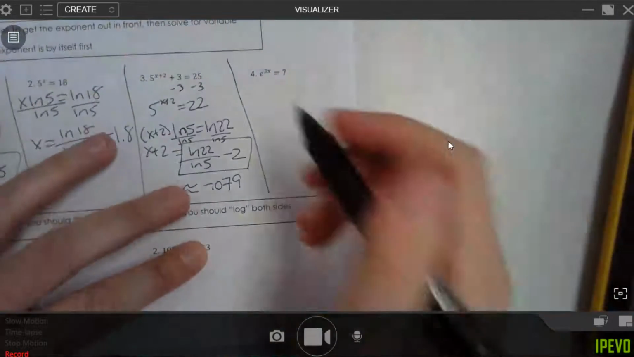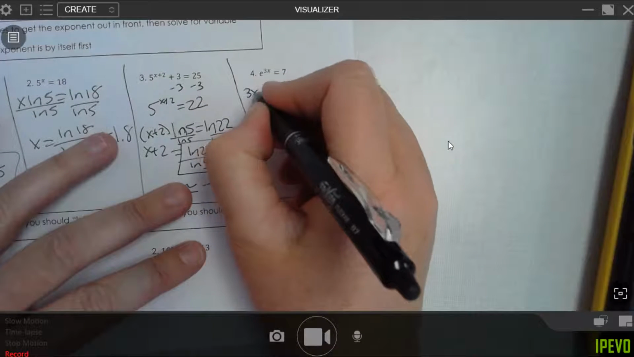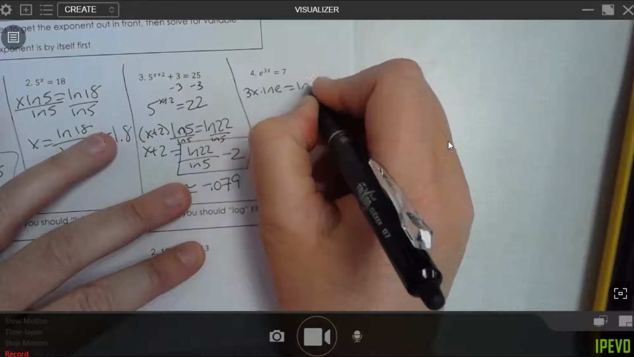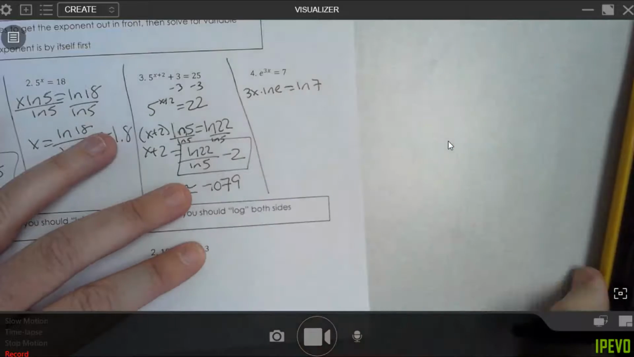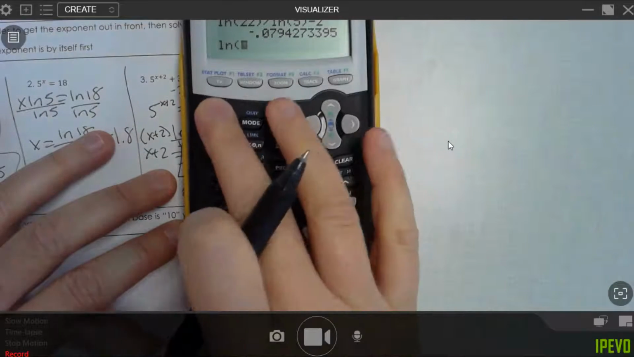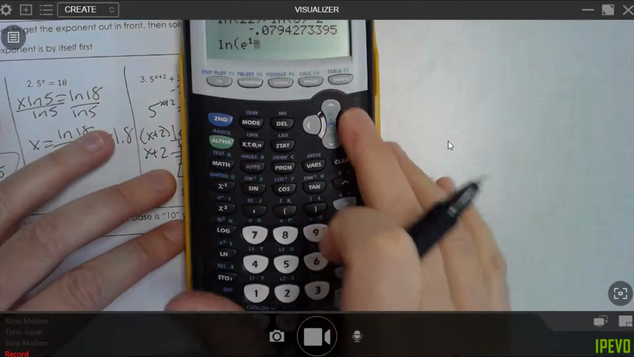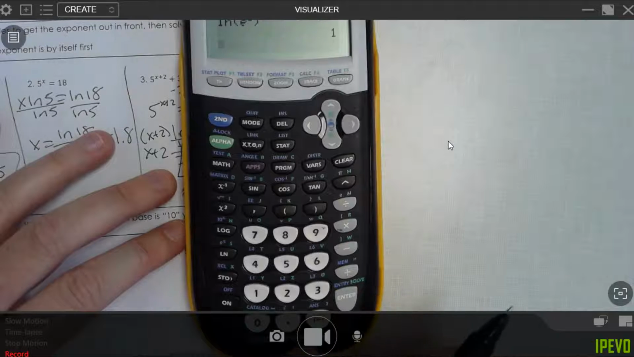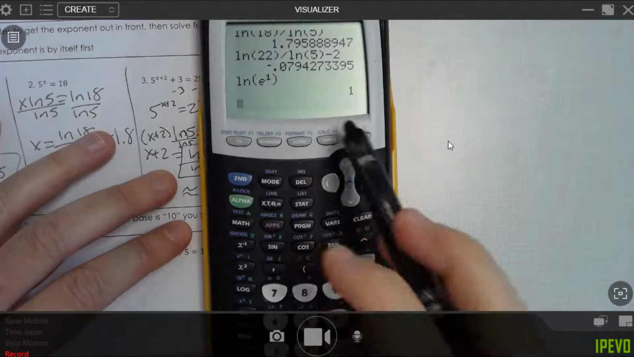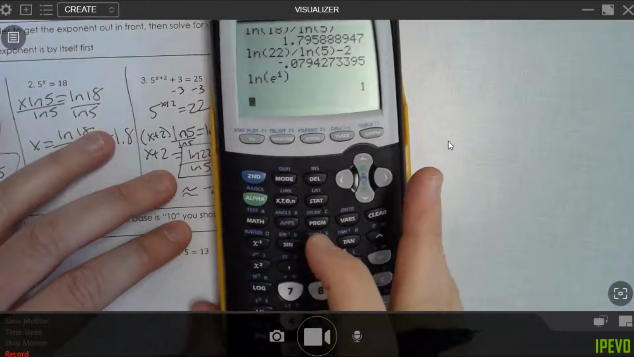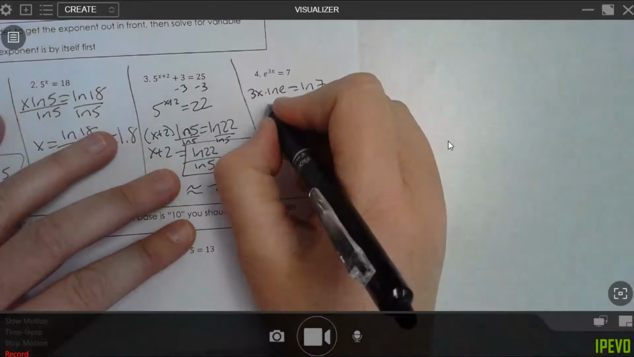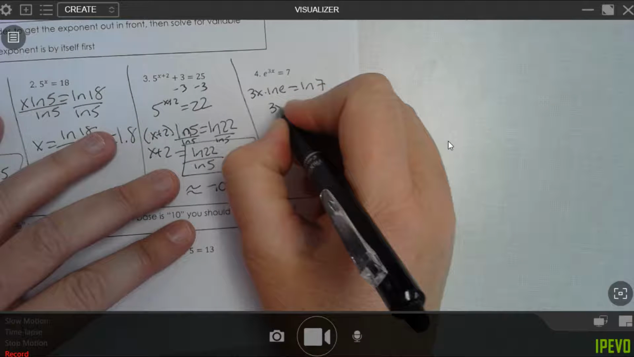All right, what's nice on this one, when I natural log both sides, I get 3x times natural log of e equals natural log of 7. And when I type in natural log of e into my calculator, you get out 1. You see that? Natural log of e, because they're inverses of each other, they will cancel out and give you 1. So really this becomes 3x equals ln of 7, and you can divide by the 3.